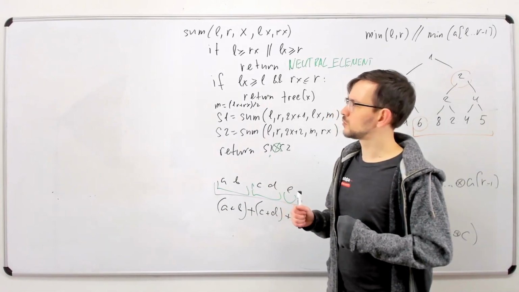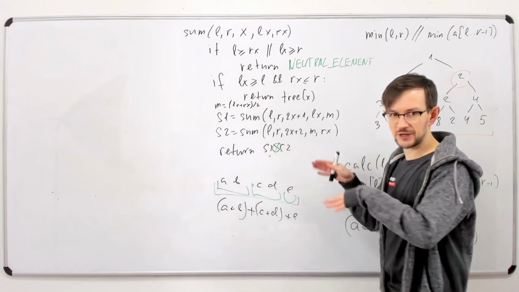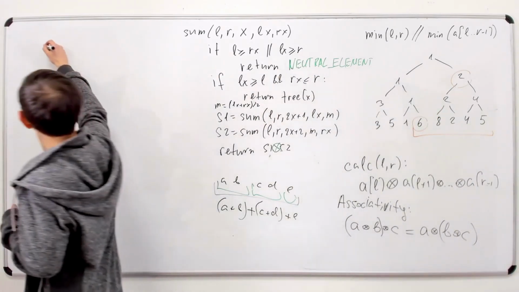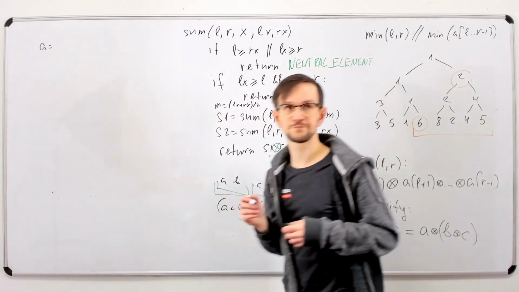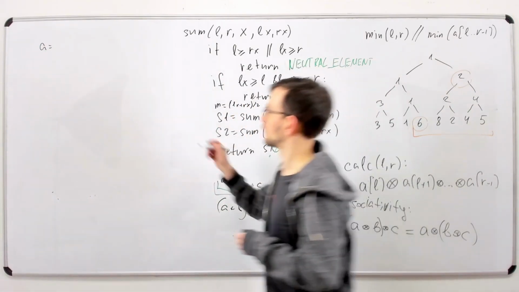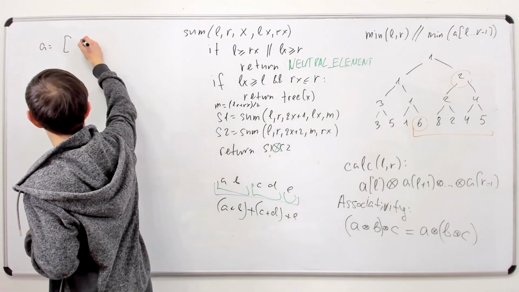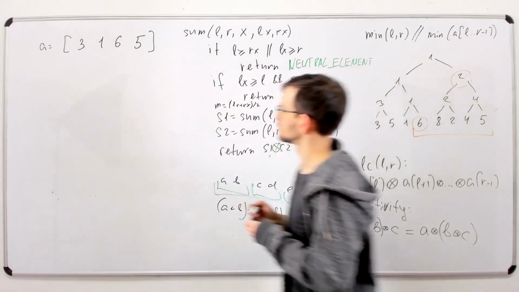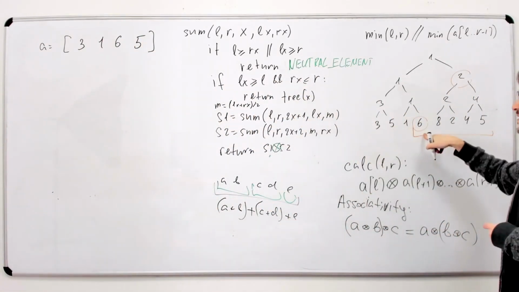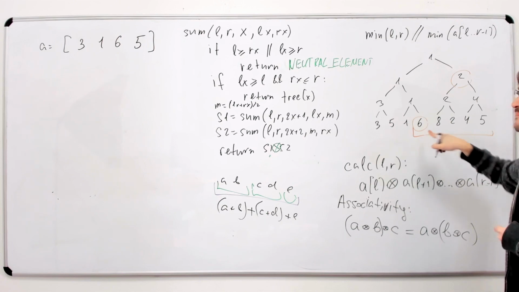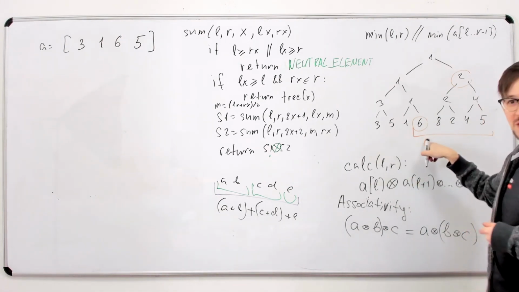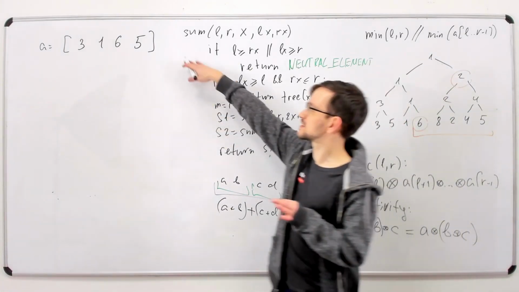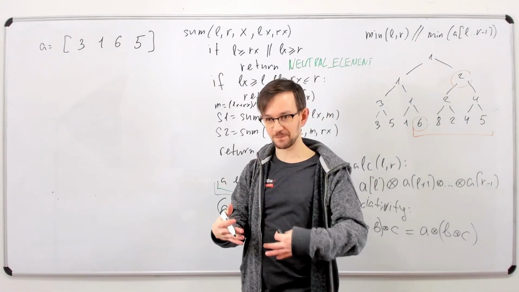Let's see, for the segment tree, you have your current state of your segment tree. So you have some array. Let's have some small array, some array of 4 elements: 3, 1, 6, 5. Why do I always have the same numbers here? I have really small imagination. Okay. And so this is the current state of your data structure.